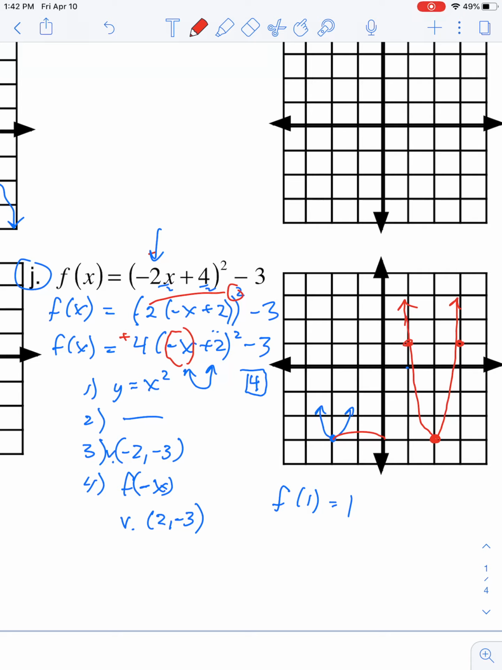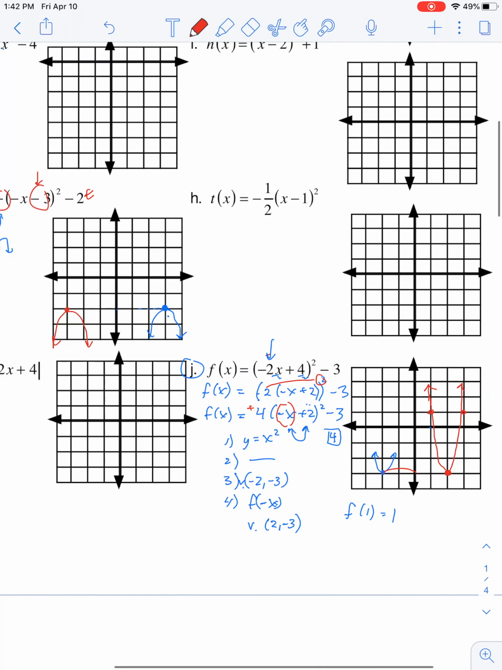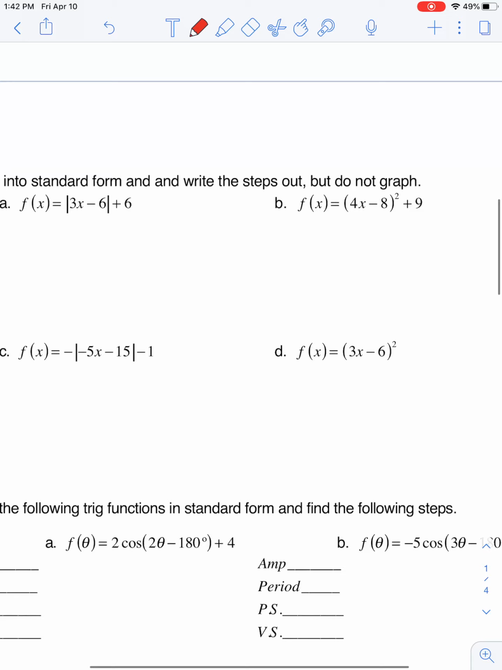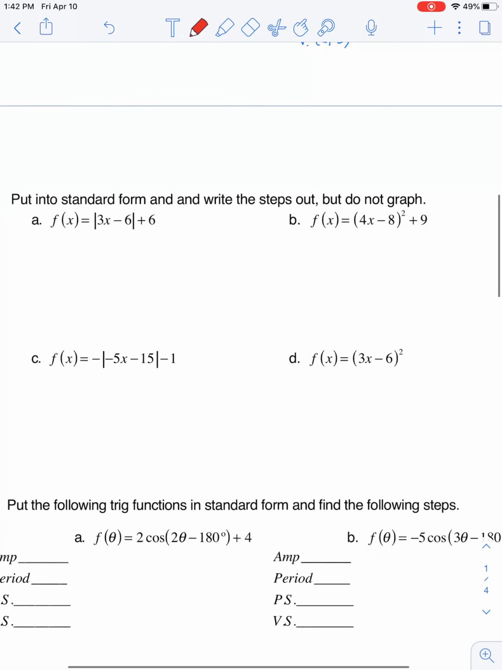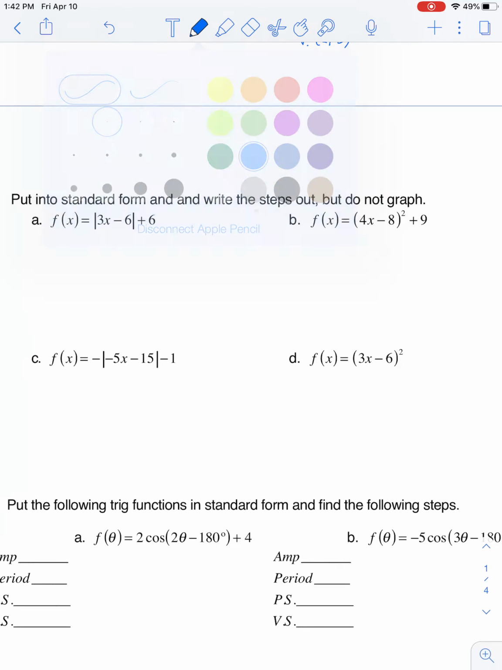Okay. So on the backside then, we're just going to look at 2 problems there. We don't have to graph on these ones. All we need to do is put it in standard form. And by standard form, it means we're factoring out that, for example in this case, that 4. And then we're putting the steps down. So let's go back to here.